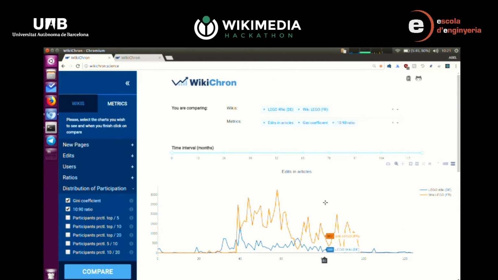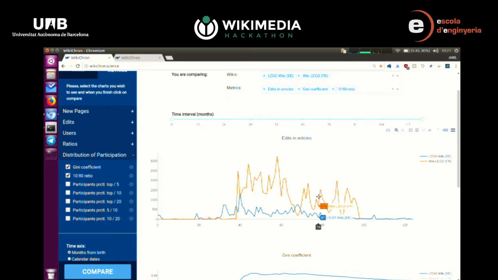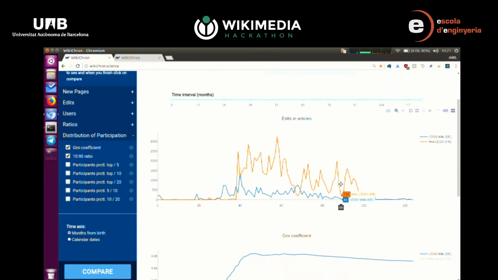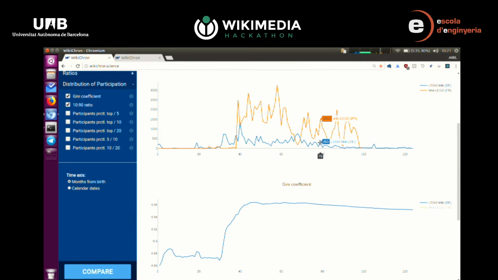Because if we again see this graph, edits in articles, we see that more or less at the same point it goes down. The number of edits in articles goes down as well. So it looks like these wikis need some people very involved doing a lot of work, while the other users that maybe still are contributing are not that productive.